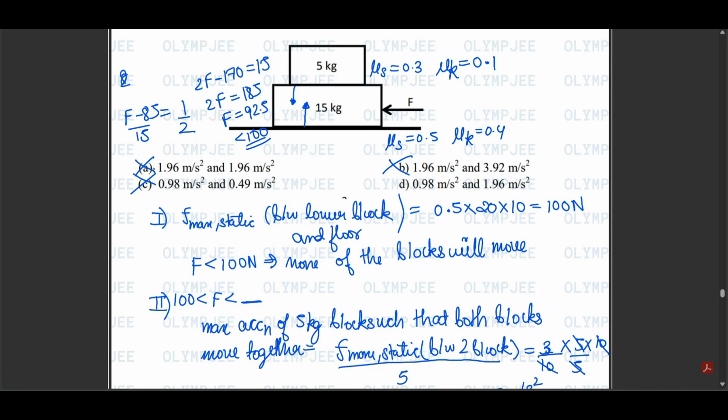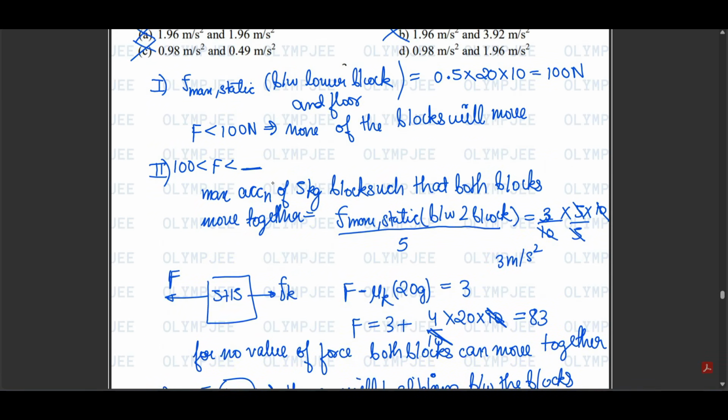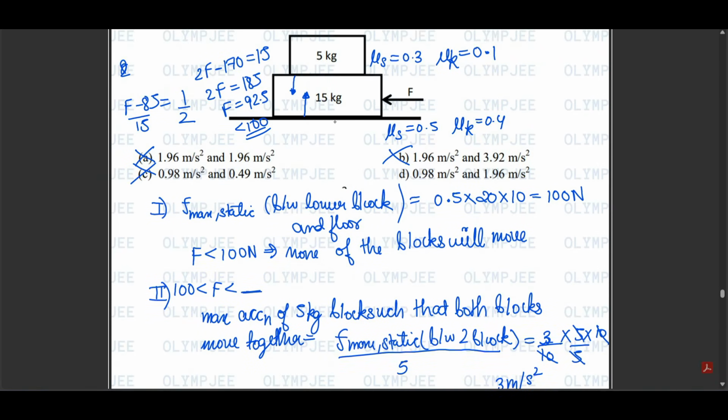This was wrong because both cannot have the same acceleration. We just checked, right? So D option can be right. Let us check. So if F minus 85 by 15 is equal to approximately 2, then it would be 30 plus 85, which is force would be equal to 30 plus 85, which is 115. So this is greater than 100 newtons. So D option is correct.